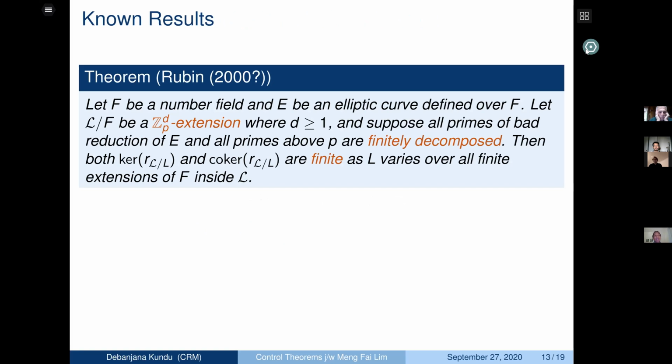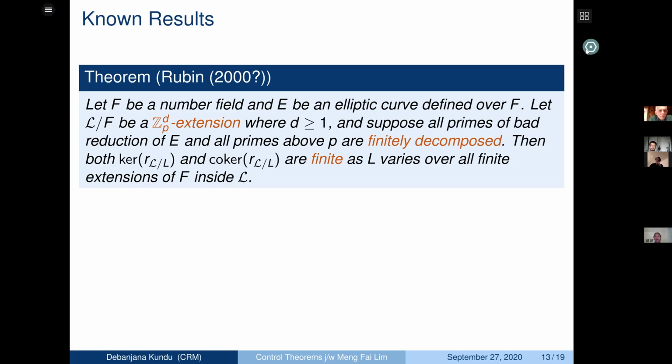So what did he say? He said you take any abelian p-adic Lie extension, so it's a Z_p^d extension where d can be bigger than or equal to 1. And he insists that the primes above p and the primes of bad reduction of E are finitely decomposed in the tower. So he does not want your primes to, say, split completely. And then he is able to say that the kernel and the cokernel are finite.